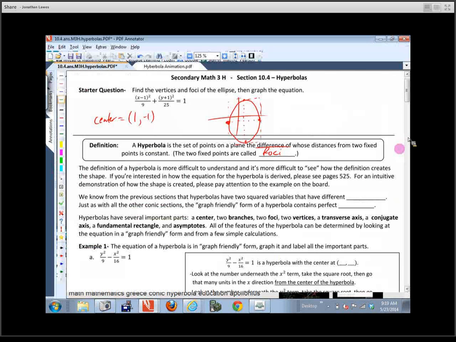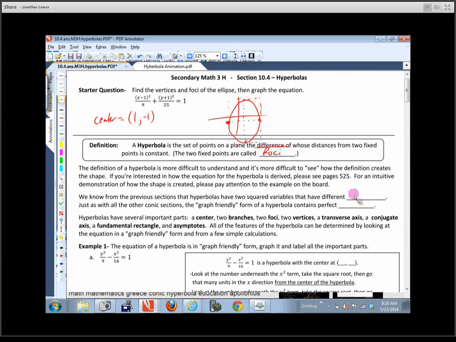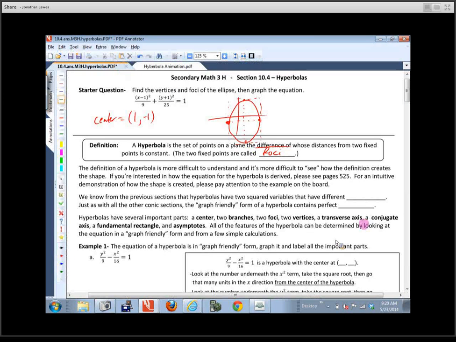All right, so from previous sections, we know that hyperbolas have two squared variables that have different signs, okay? So all it takes is just different signs. So when we put them on the same side, one's going to have a positive and the other one's going to have a negative, okay? And just like all the other ones, we're going to have perfect squares in that graph-friendly form.